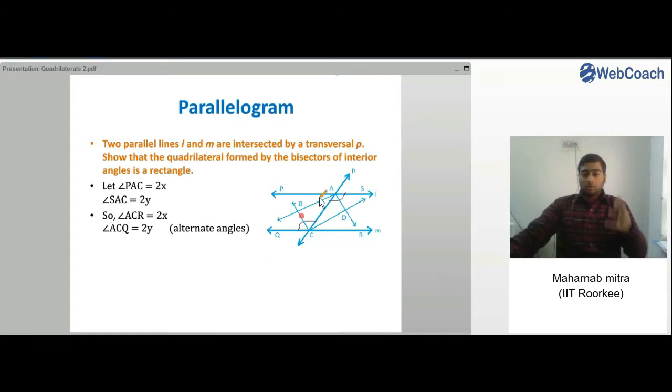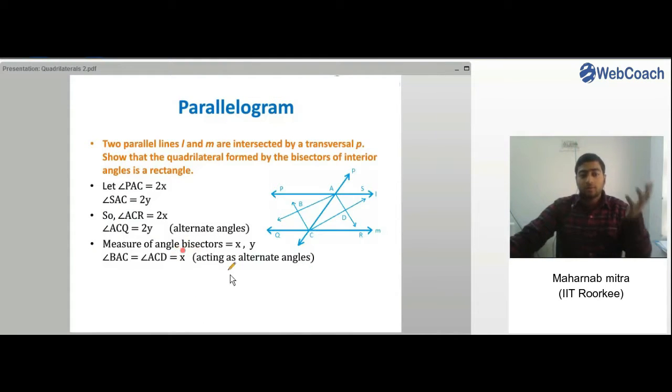So you have got the names for all these angles, and very easily you can find the values in terms of the variables x and y for the angle bisectors also. You can see the measures of the angle bisectors are half of them, which is x and y. So this angle and this angle measure x. Also this angle and this angle measure x individually, because this whole angle was 2x, and this whole angle, which is an alternate angle, was also 2x.